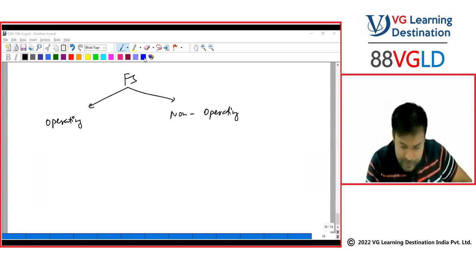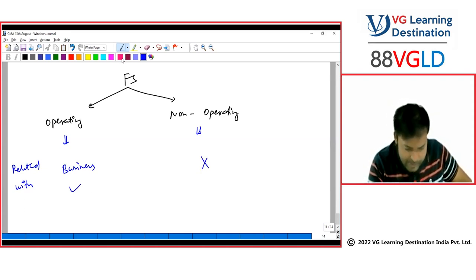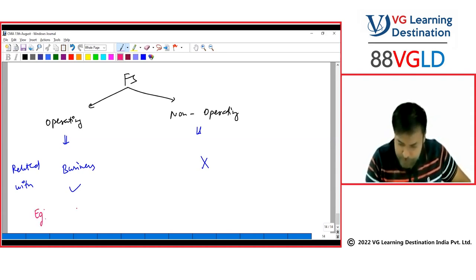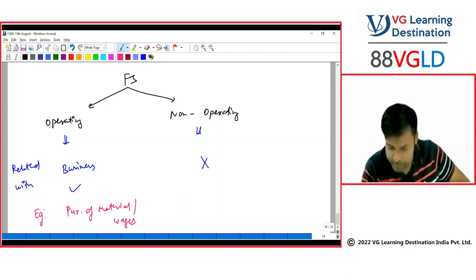Operating, you are saying, is anything which is directly related to your business. Correct. This is not related to your business. Any example of operating, guys? Purchase of material. Direct expenses. Correct. Wages. Absolutely correct. Any example of non-operating? Salaries is non-operating? No, salary is operating. Rent is also operating. Items that come in the trading account.